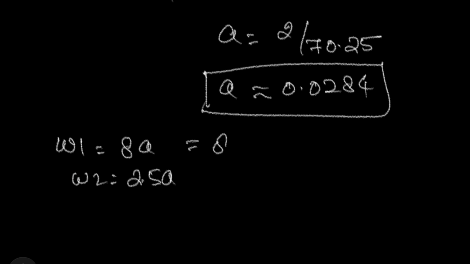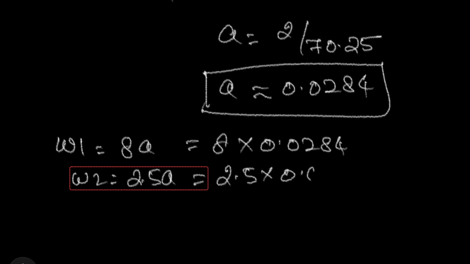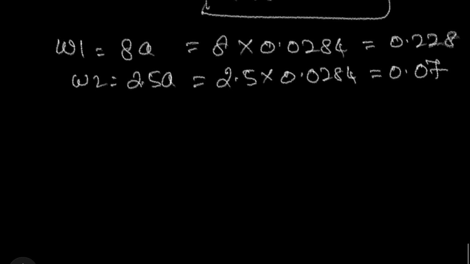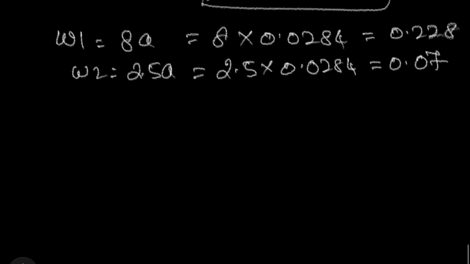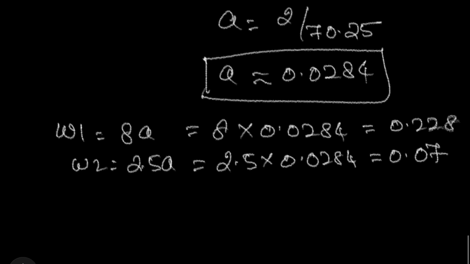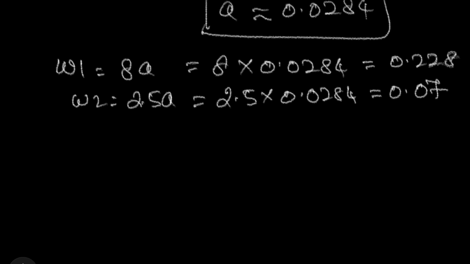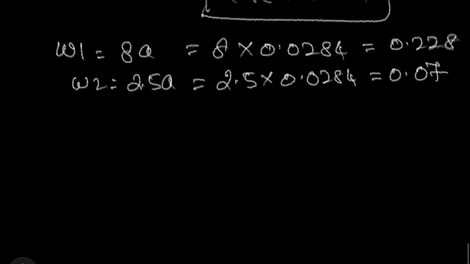So for 8a we get 8 into 0.0284. And here it is 2.5 into 0.0284. If I calculate this, I will get 0.228. Here I will get 0.07. Right. So now I have all the values with me for w1 and w2. From this, how can I find the value of b? I should have 30.